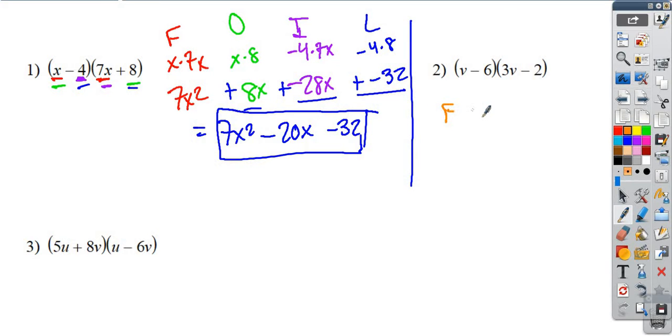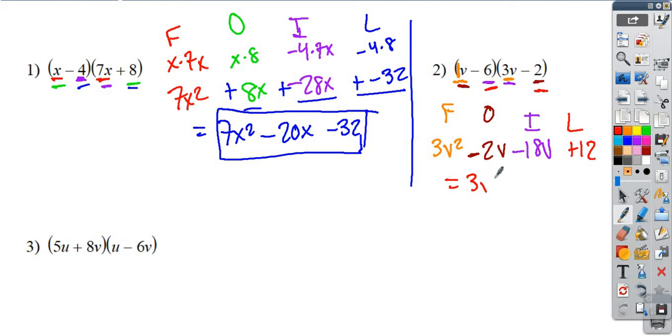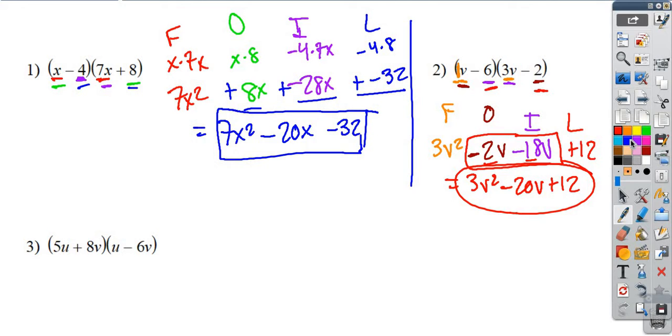Okay, this one right here, if we FOIL this out, the first terms, v times 3v, would be 3v squared, because this is really like a 1v, so we're doing 1 times 3, which is 3, and v times v, which is v squared. The outside terms would be v times negative 2, which is negative 2v. The inside terms, negative 6 times 3v, would be negative 18v. And then finally the last terms, negative 6 times negative 2, would be positive 12. When we add these together, usually the only like terms are the middle ones. So negative 2 plus negative 18 is negative 20. And that's the answer right there. That's as far as we can go.